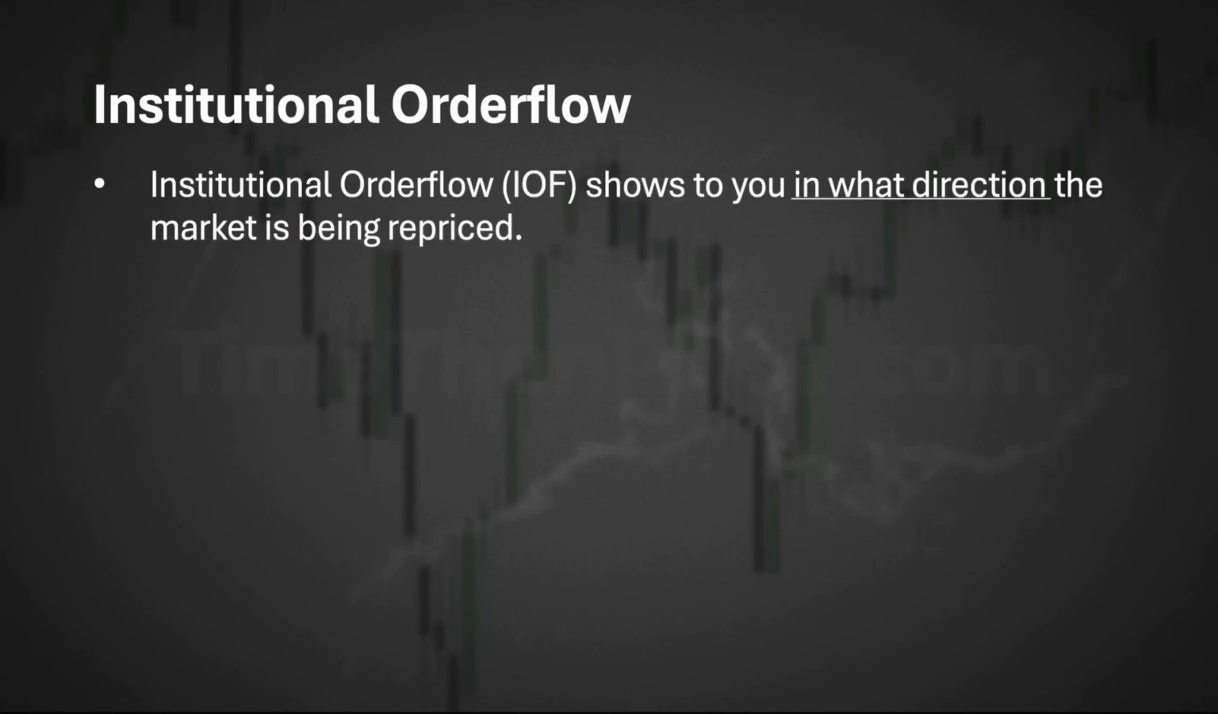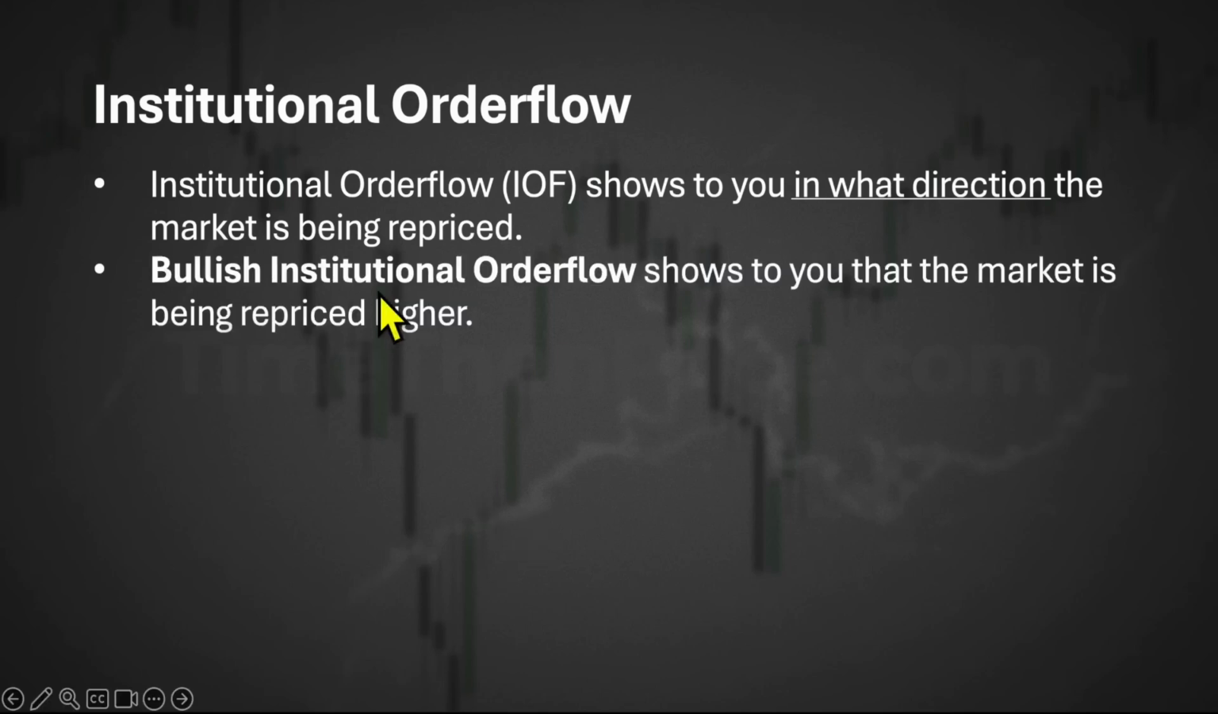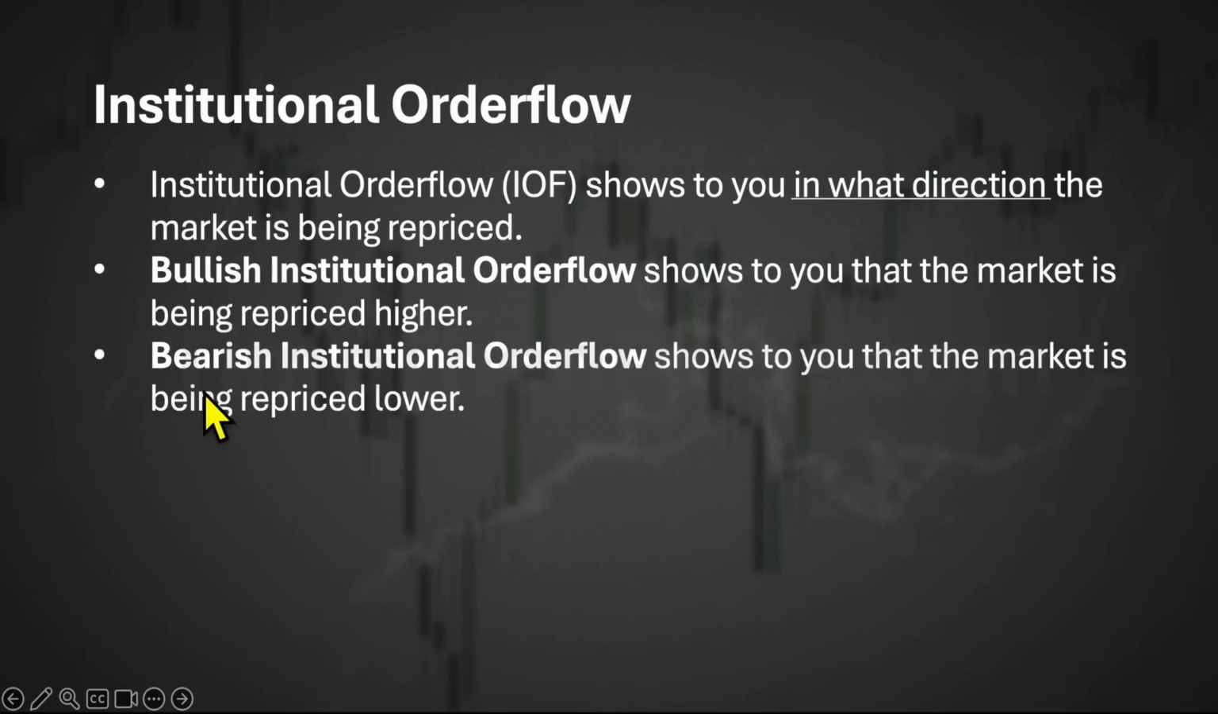Institutional order flow, or IOF, shows you in what direction the market is being repriced. Notice I'm saying it shows you in what direction the market is being repriced. I am not saying that you can see in what direction the market is being bought or sold. There's a big difference there. Bullish institutional order flow shows you that the market is being repriced higher. Bearish institutional order flow shows you that the market is being repriced lower.